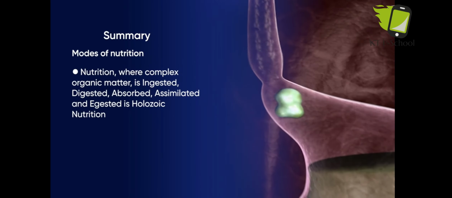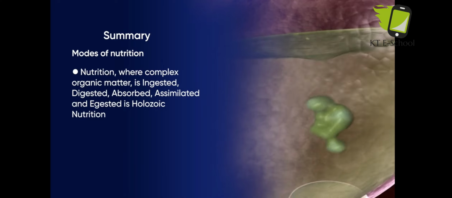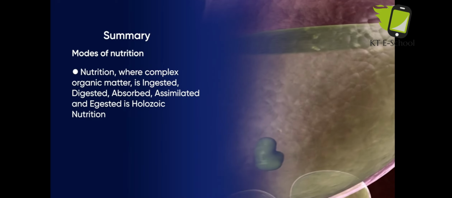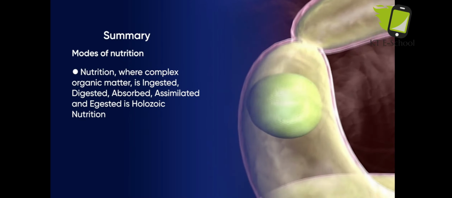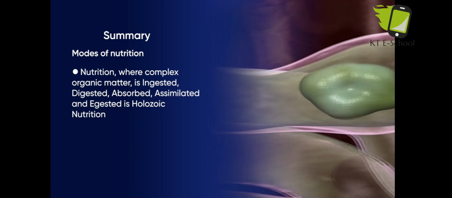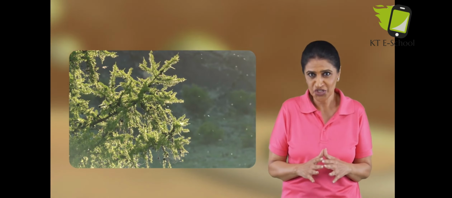The type of nutrition where complex organic matter is ingested, digested, absorbed, assimilated, and egested is holozoic nutrition. So you just learned about the different types of nutrition. There are autotrophs like plants, heterotrophs like animals.